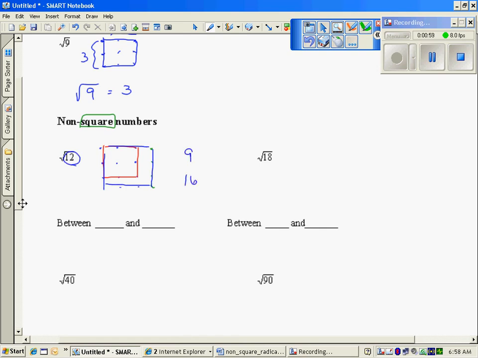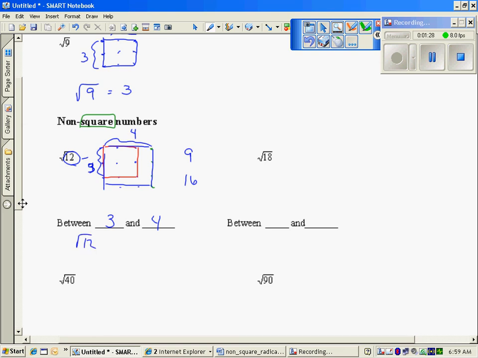So the dimensions of the square that would use exactly 12 would be someplace between 3 and 4. Notice the 3 was the smaller square and the 4 is the larger. Someplace between 9 and 16 lands 12, so the dimensions of its square are someplace between 3 and 4. If I was to plug it in the calculator, it would give me 3 point something, which is an estimate. The square root of 12 is an exact value.